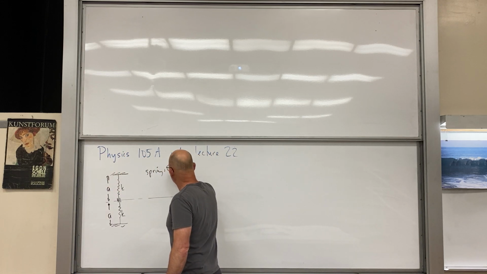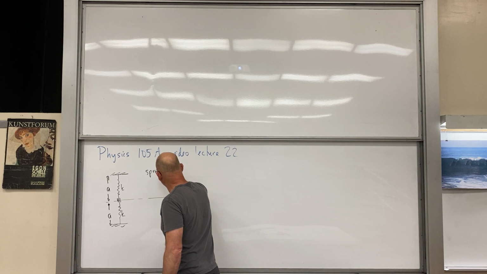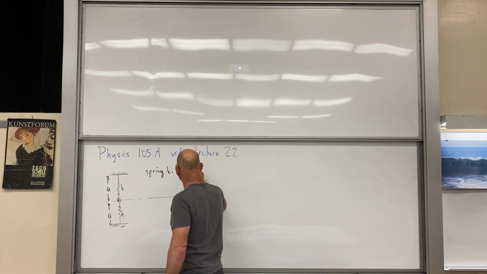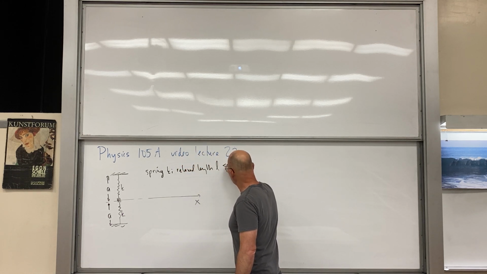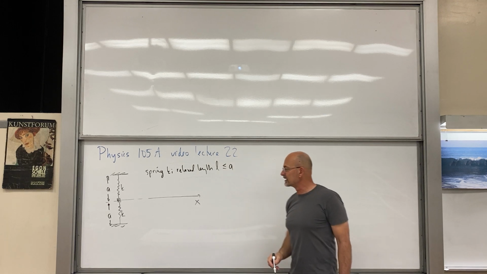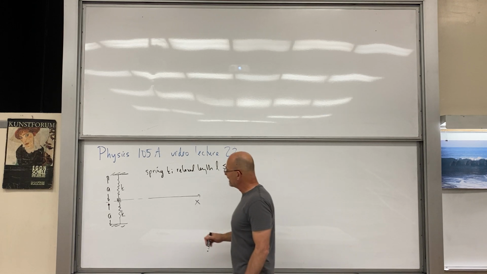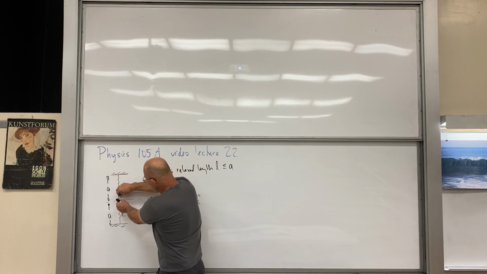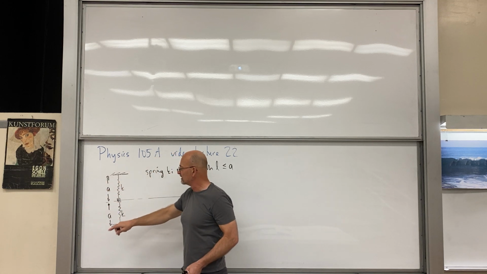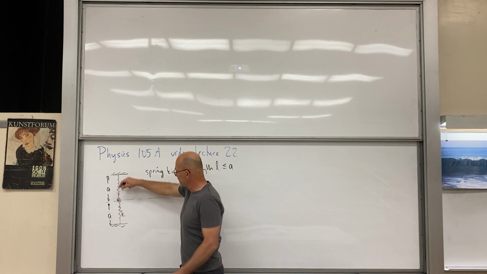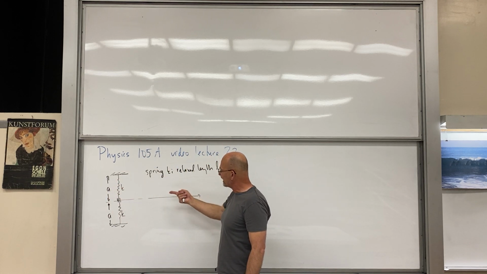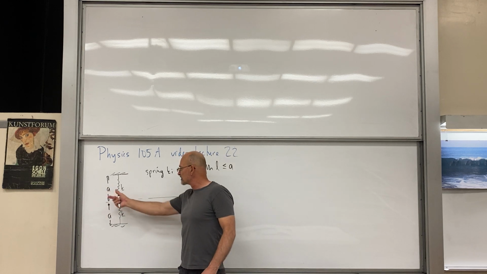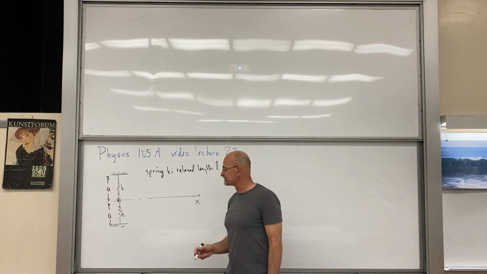So spring K, relaxed length L, less than or equal to A. Okay. So if it's less than this fixed length A, then you actually have to hook them and stretch them a bit for this mass, to get this thing going. This is the top view, and then if you pull this thing to the right, it has a restoring force to the left. Push to the left, it has a restoring force to the right.